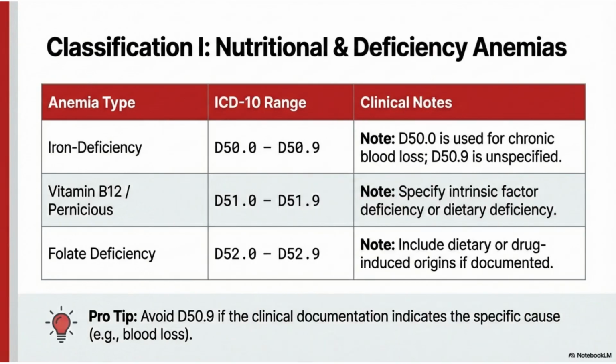The first category includes iron deficiency, B12 deficiency, and folate deficiency anemias. Iron deficiency anemia, D50.0 to D50.9, requires attention to documentation. D50.0 is used for chronic blood loss, while D50.9 is unspecified. Vitamin B12 deficiency, D51.0 to D51.9, requires identifying intrinsic factor deficiency or dietary causes. Folate deficiency, D52.0 to D52.9, may be dietary or drug-induced. The guide emphasizes, avoid D50.9 if the clinical documentation indicates the specific cause.